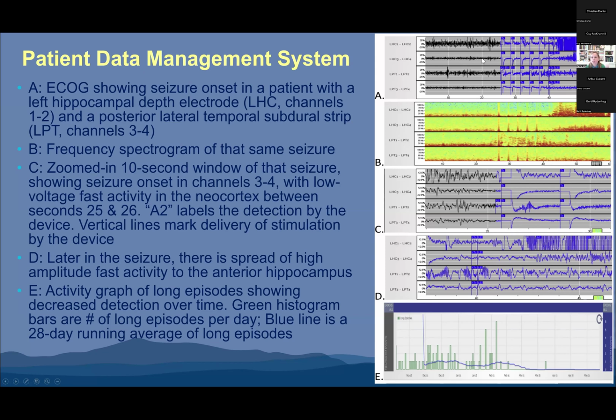hippocampus. So the nice thing about the PDMS is you can really see exactly what's happening in the brain prior to and during the onset of the seizure and how the seizure spreads over time. This bottom histogram is not from that same patient, but it shows you an activity graph of the long episodes. Long episodes are what the RNS records as essentially being likely an electroclinical seizure. Each one of the green lines is the number of long episodes per day, and then the blue line across them is a 28-day running average of the long episodes. So you can see it start to decrease over time.